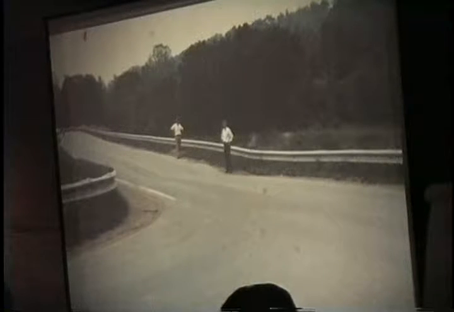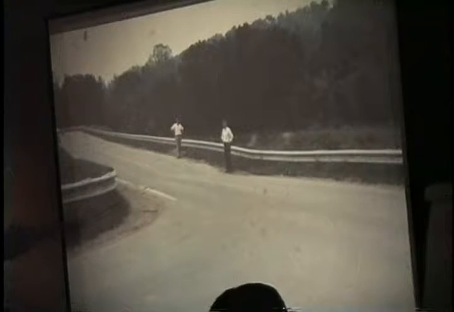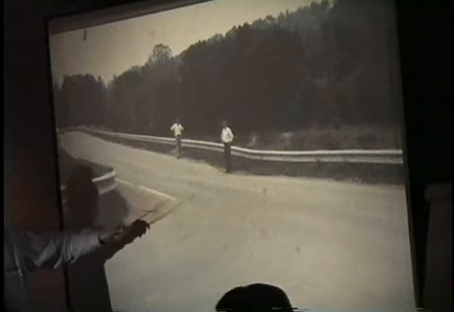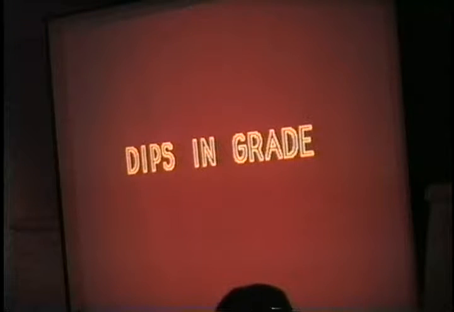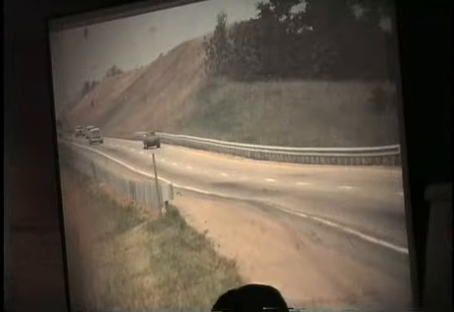But the key here is, if you don't see a tension crack but you've got a blip in the guardrail. How about a little roller coaster road here? Guardrails that are moving everywhere. Dips in grade. More of the same. How many of you have seriously seen this kind of thing? Okay, about half the crew.